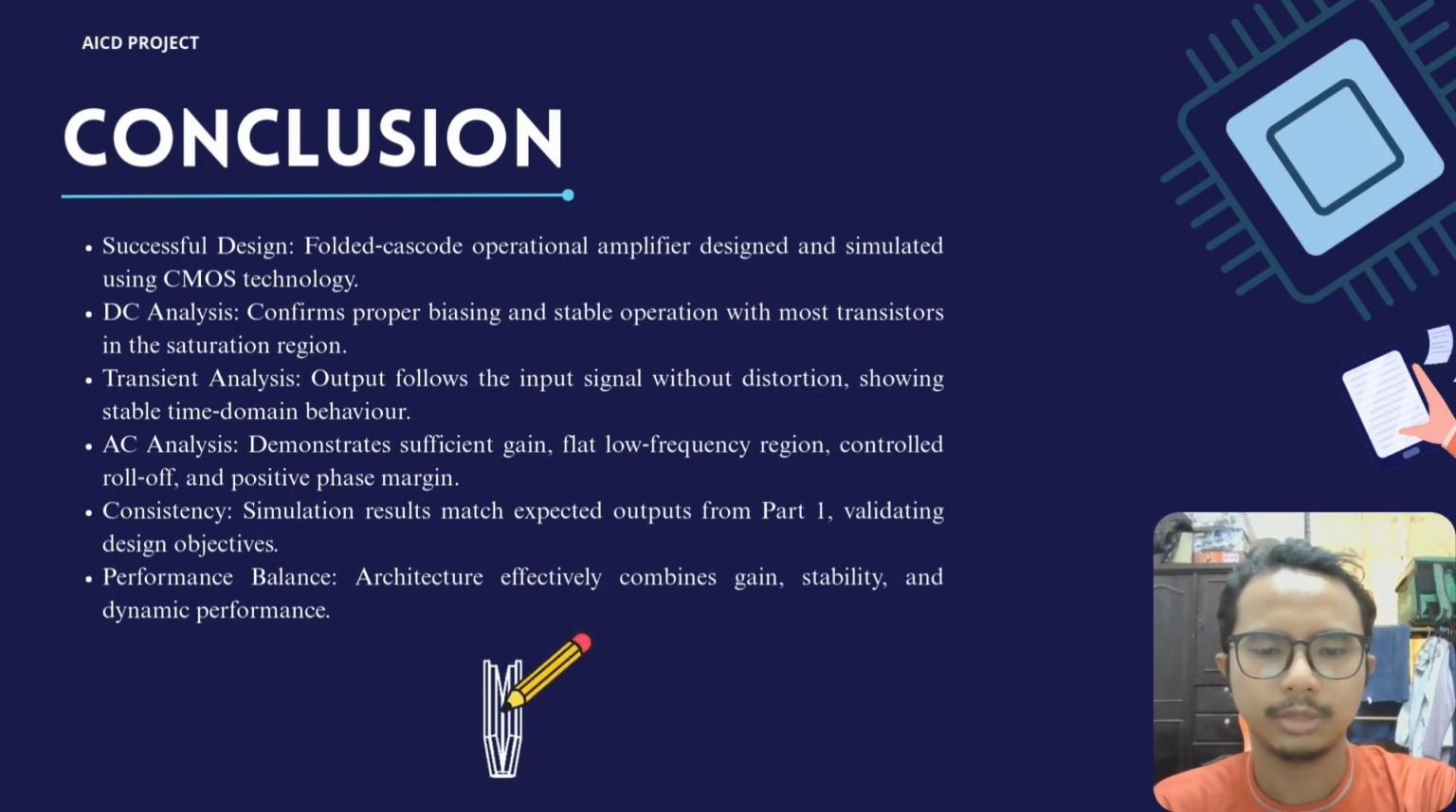Based on the DC, transient, and AC simulation graphs, the folded cascade operational amplifier exhibits correct biasing, stable time domain behavior, and sufficient frequency domain stability. The flat low frequency gain region, controlled gain roll-off, and positive phase margin collectively confirm that the amplifier operates as intended. This graph-based result validates the design choice made in Part 1.